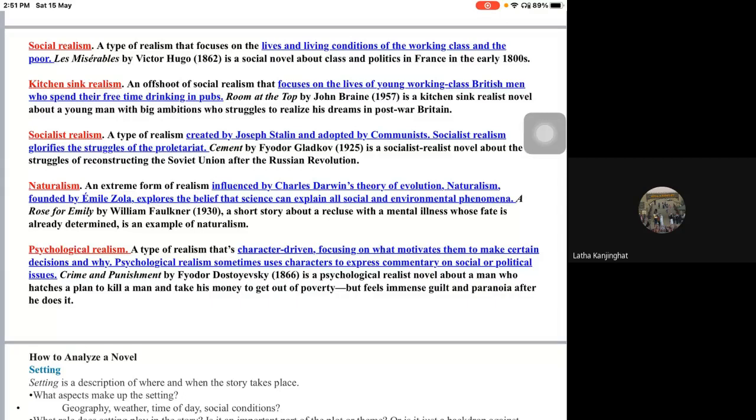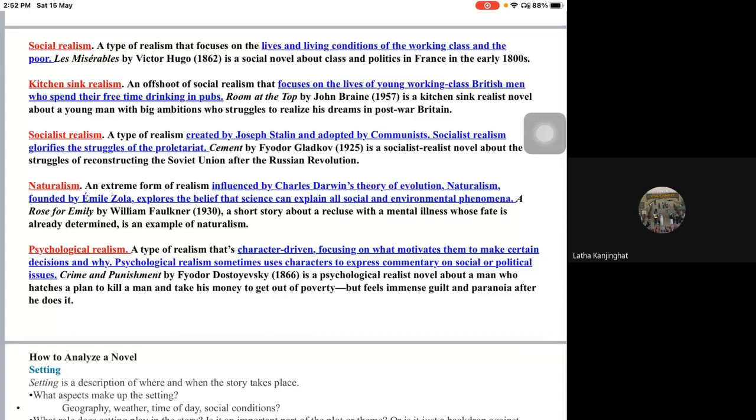Then socialist realism, a type of realism created by Joseph Stalin and adopted by communists. Socialist realism glorifies the struggle of the proletariat, the common man. Cement by Fyodor Gladkov is a socialist realist novel about the struggles of reconstructing the Soviet Union after the Russian Revolution. So, subdivisions of social realism: kitchen sink realism, socialist realism, another one is naturalism.